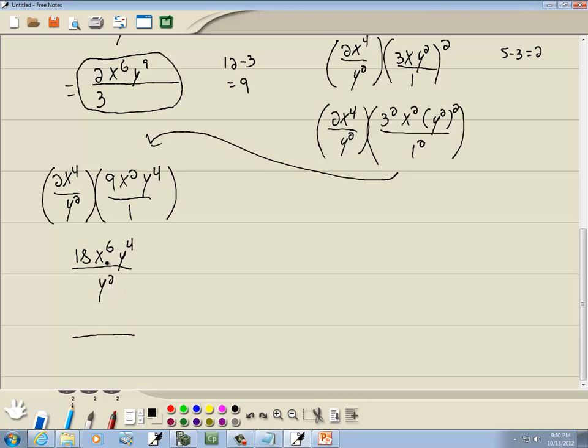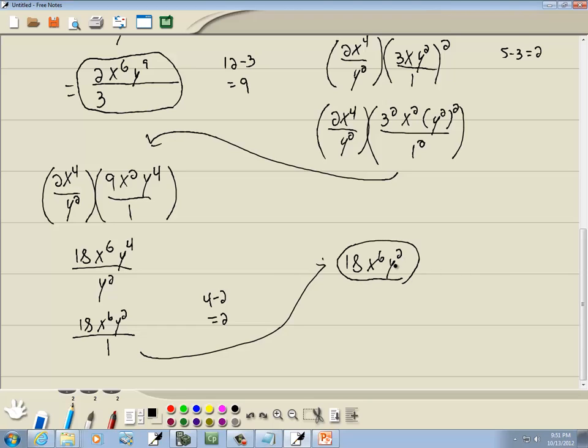Well, we got y to the 4th over y squared. I guess that'd be division. You could think of it in that term, because it is division. But remember, if you have y to a power over y to a power, you subtract a smaller exponent from a larger one. 4 minus 2 gives you a 2. And you have y to that power where your larger exponent was, which was on top. So we've got 18x to the 6, y squared over 1, which just gives us 18x to the 6, y squared. And that's our answer.